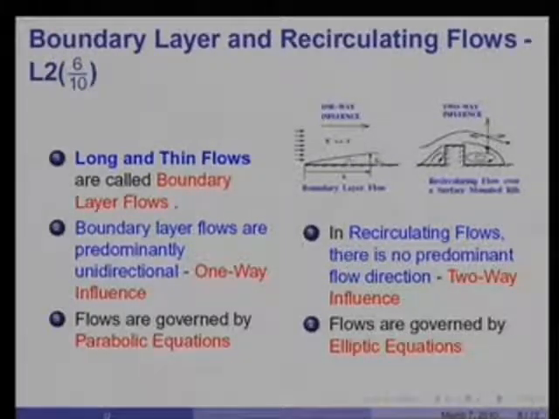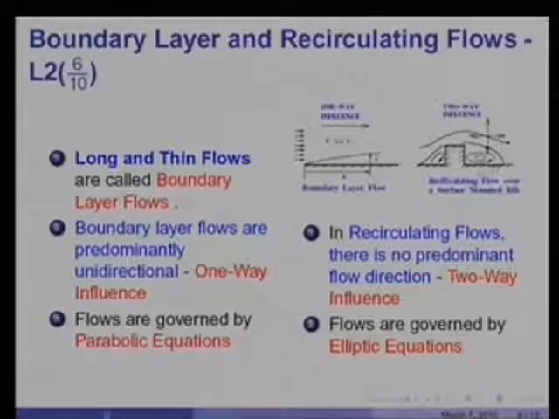The velocity u also would be considerably bigger than the velocity v. Because of the predominantly unidirectional flow, they are also sometimes called one-way influence flows. By this we mean, in the predominant direction of the flow, the conditions at the cross section would be influenced completely by the conditions upstream of that cross section. Conditions downstream cannot influence the conditions at this cross section x. Therefore, we call them one-way influence flow.